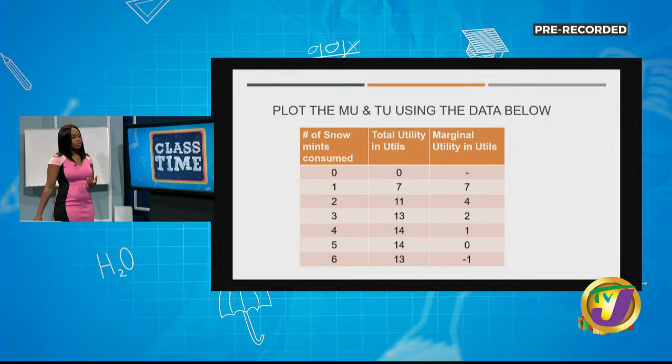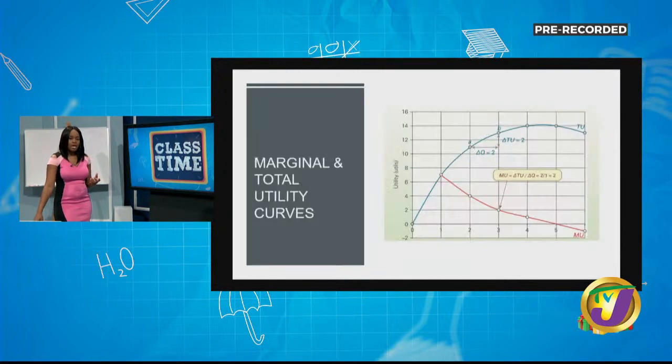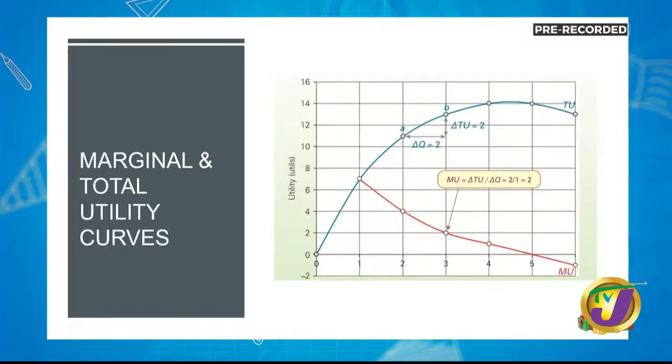Now, if you use the data that was just shown to you to plot your total utility curve and your marginal utility curve, this is what it would look like. You'll notice the total utility curve increases sharply initially. That's when the marginal utility is at its highest. And then the curve gets a little flat because the law of diminishing marginal utility sets in, and MU is decreasing. And then we notice the total utility curve dips, and that's what happens when MU becomes negative.